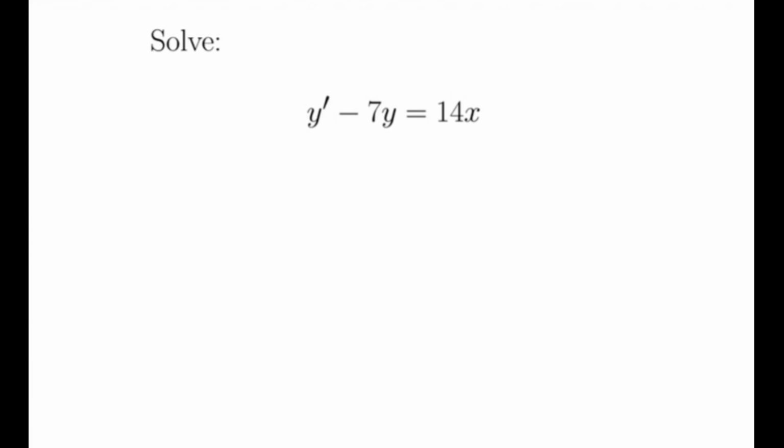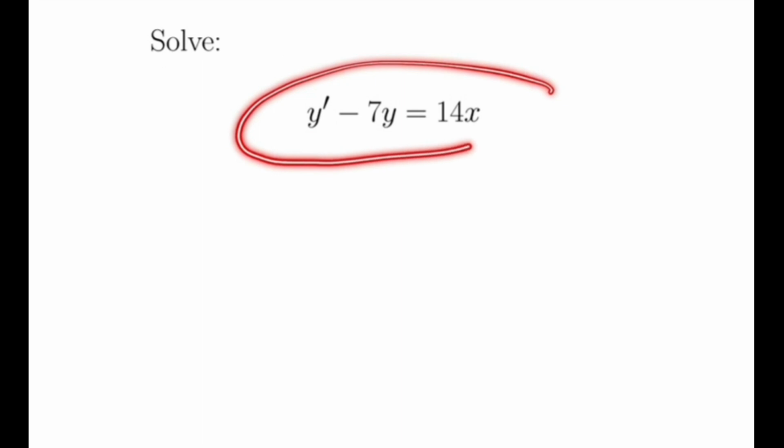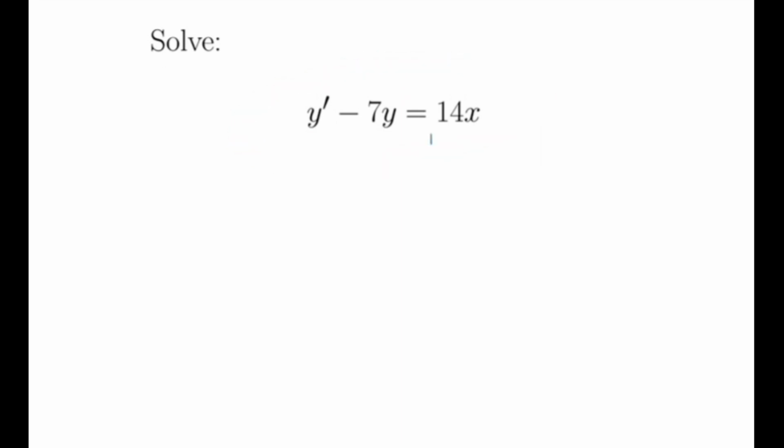In this video, we will solve the following differential equation: y prime minus 7y is equal to 14x. Note that this is a first order differential equation. We already solved a video on how to solve first order differential equations. I will give the link in the description box. You can check that from there.